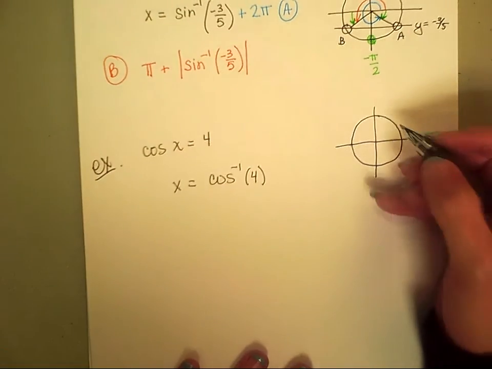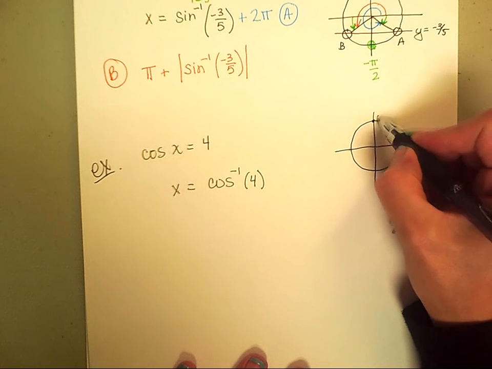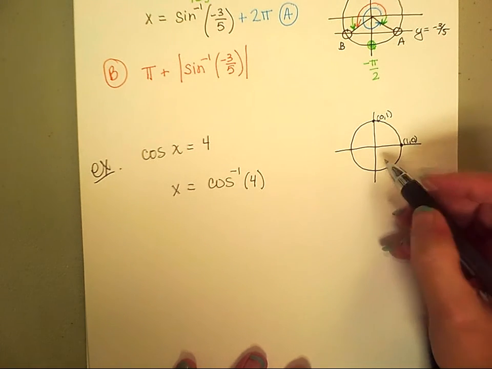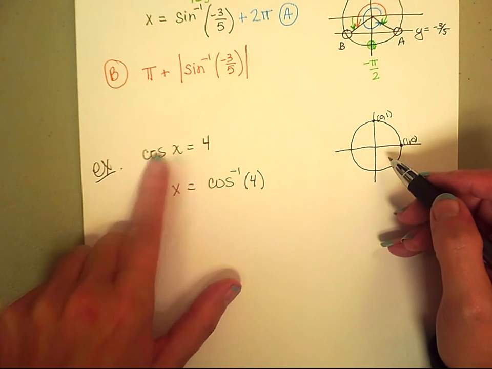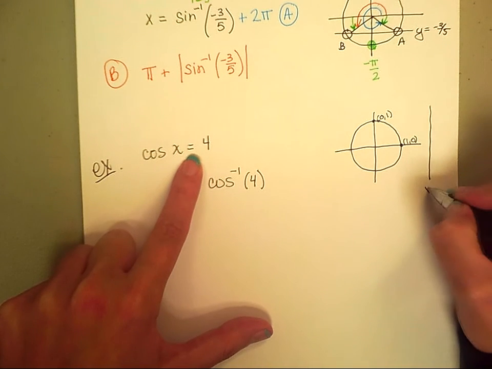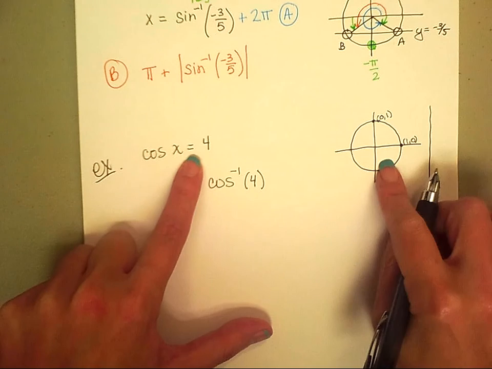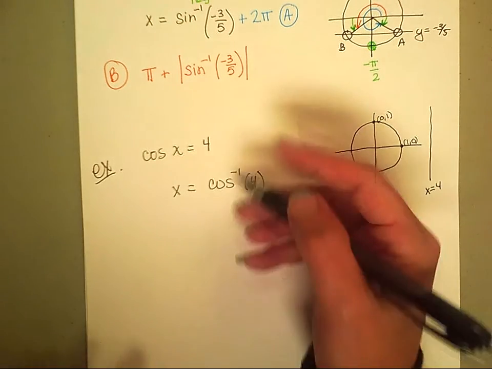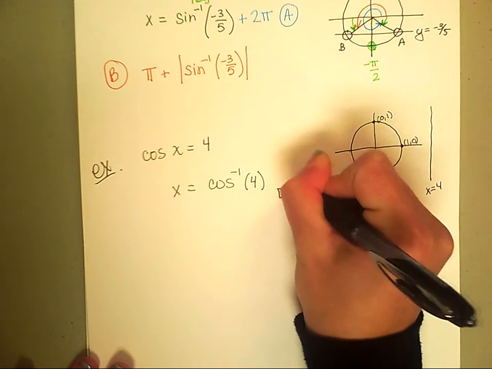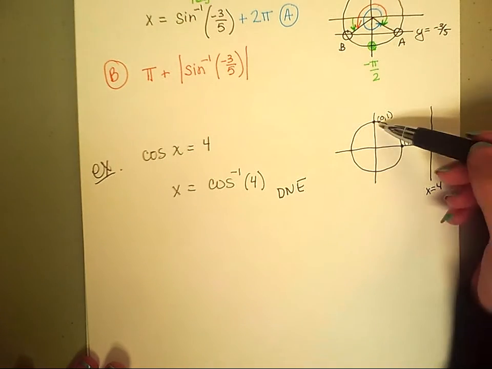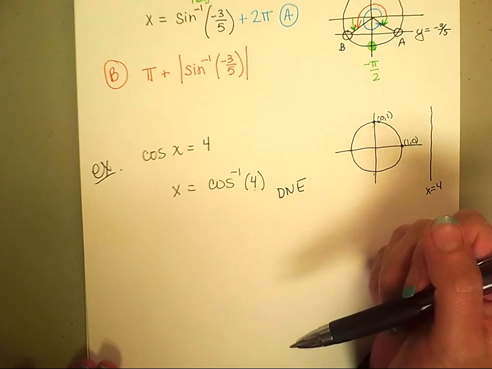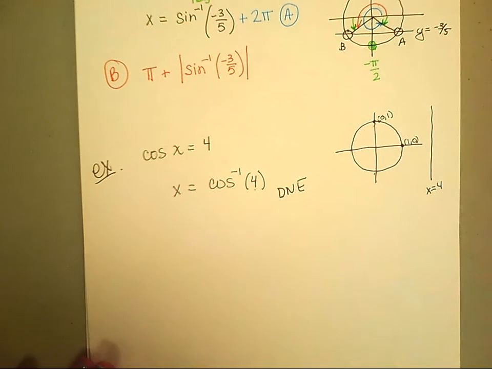If I was to use this method of looking at the unit circle to figure out where the intersection points are, here is the point 0, 1. Here's the point 1, 0. So what I would be looking for is the line x equals 4, which is way out here, and we see that this line and this circle never intersect. This angle does not exist, because remember, it can only take in values from -1 to +1 into the inverse cosine. So this doesn't exist.